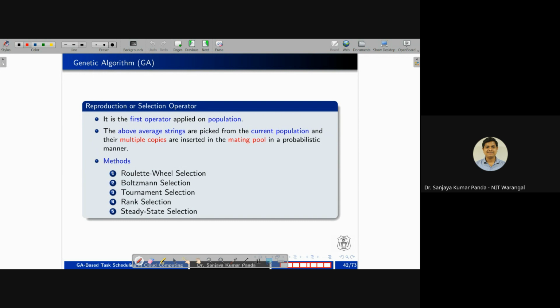Although I told you a very simple solution by taking only 4 population, there are a number of selection methods. We'll start with roulette wheel, then we'll discuss Boltzmann selection, tournament selection, rank selection, and steady state selection methods.